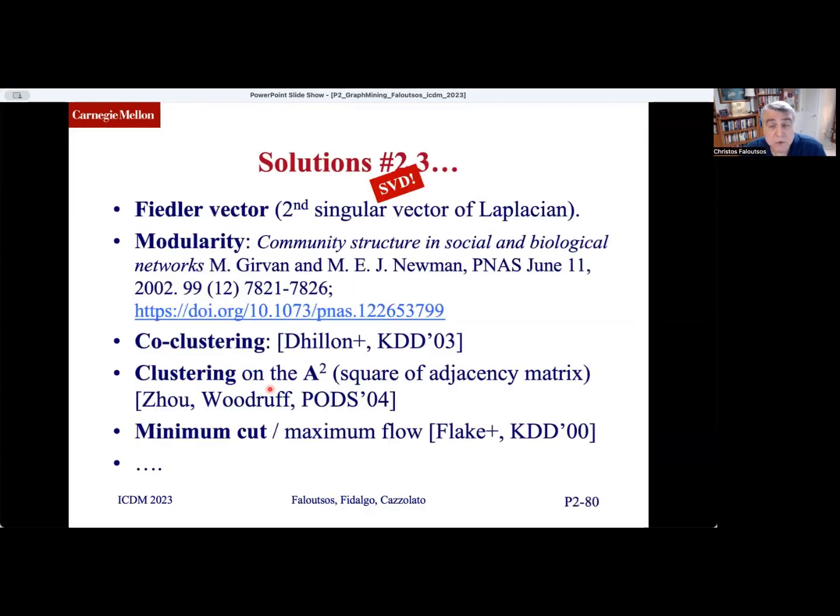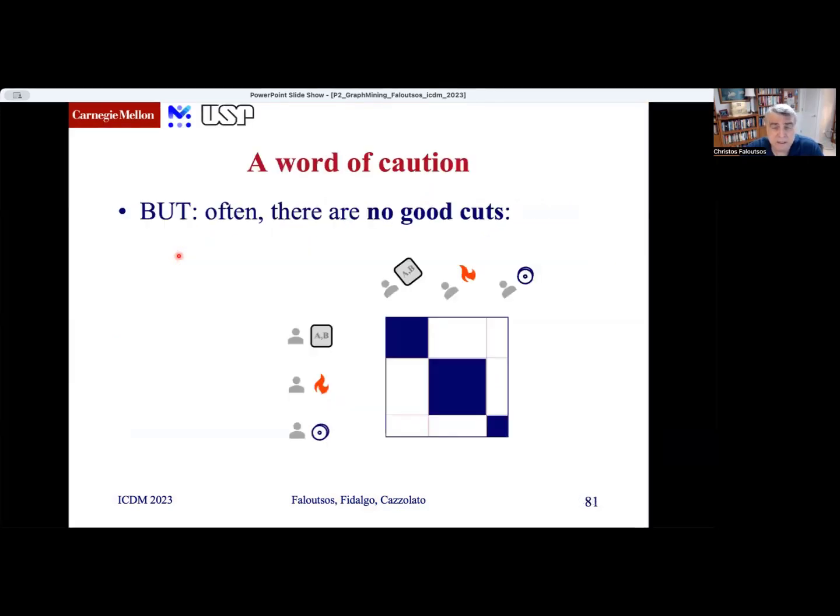METIS is not the only solution. There is the Fiedler vector, which is related to the singular value decomposition, the modularity algorithm by Newman, Girvan, and Newman, and several other solutions, but METIS is a good guess. A word of caution, though, is that even if we have an excellent algorithm for spotting communities, the graph might not have good cuts by construction.